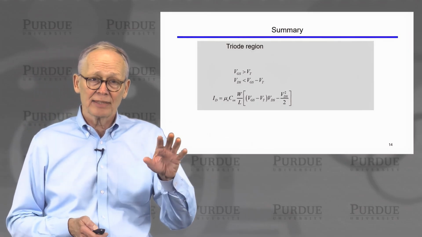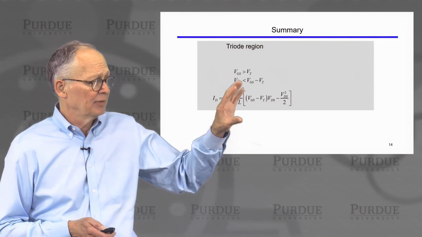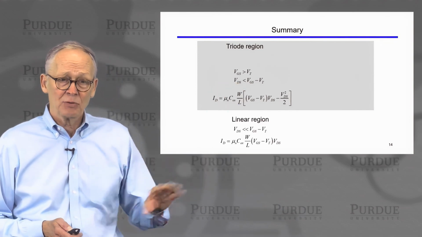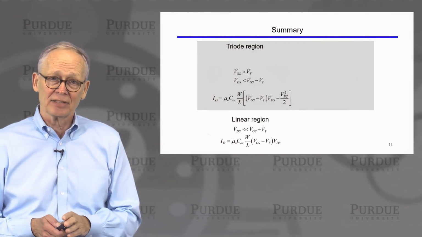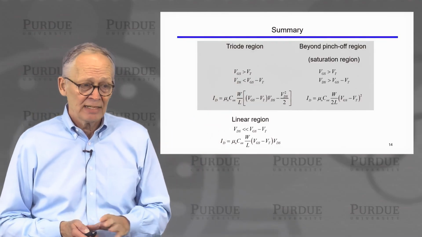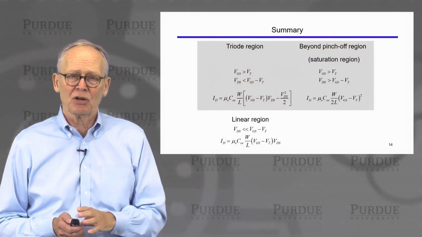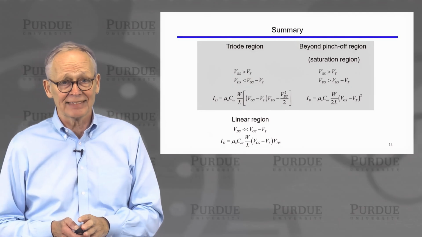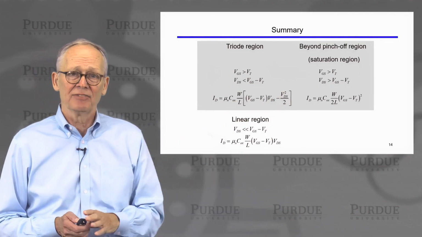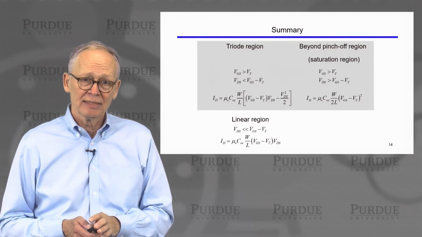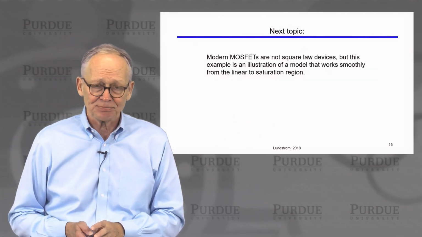Just to summarize, for low drain to source voltage, we have what we call the triode regime. For very low drain to source voltage, this simplifies even further into the linear regime current. For larger drain to source voltages beyond this critical voltage called the pinch-off voltage, Vg minus Vt, the current saturates, and it saturates at a value that's proportional to the square of gate voltage minus threshold voltage. So that's our IV characteristic.